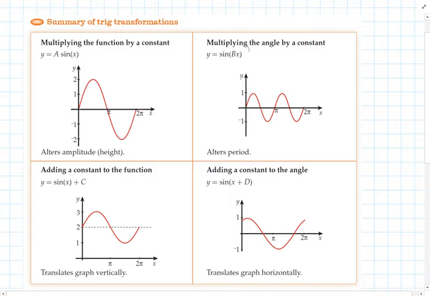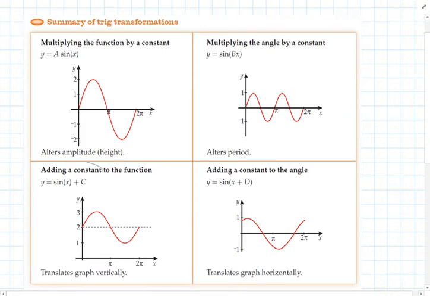We also have the multiplication of the angle by a constant, and that just squishes it all up. So if it's usually like this, if you times it by 2, you're going to be able to fit 2 in the same distance as you usually do. Likewise, if you multiply it by a fraction, you're going to be stretching it out.